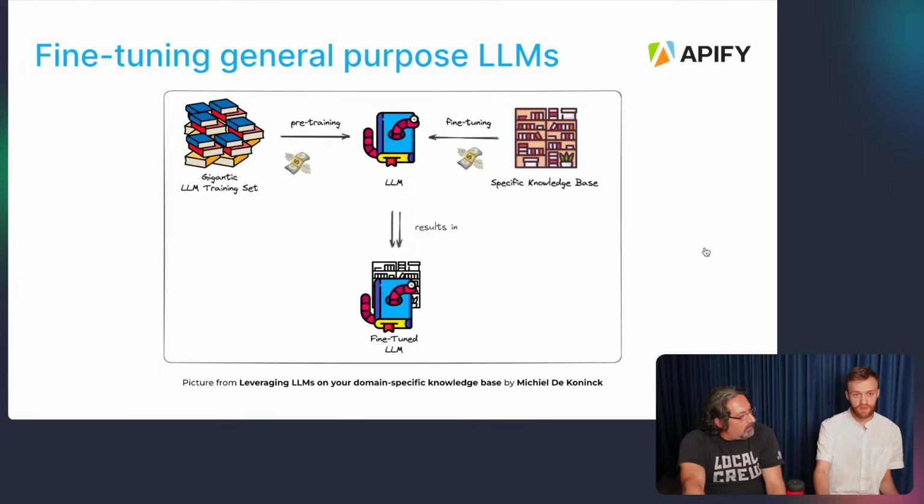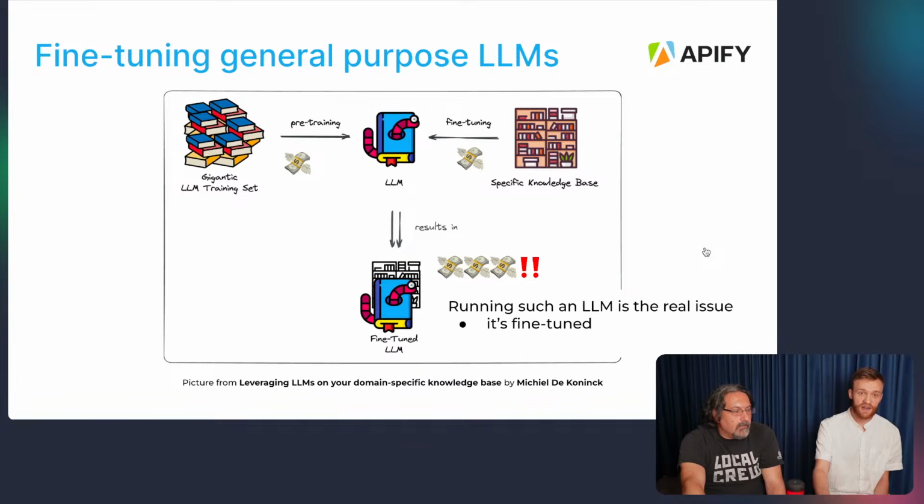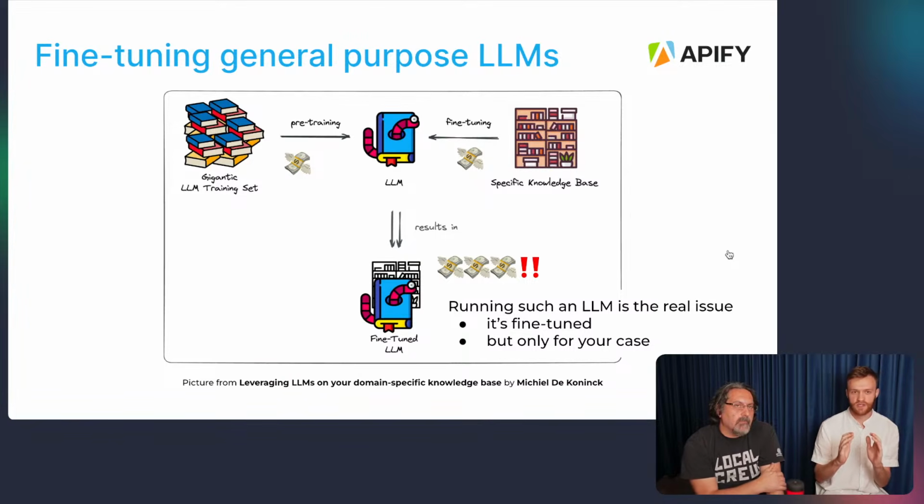Now, the real problem, though, is that once you start running the large language model, you'll use up a lot of money. Why is this? Well, the model is fine-tuned. That's not really the issue here. The problem is that it's fine-tuned only for our case. So we have nobody to split the bill with because we'll have a very highly specific large language model nobody else can use. So all the costs go to us.